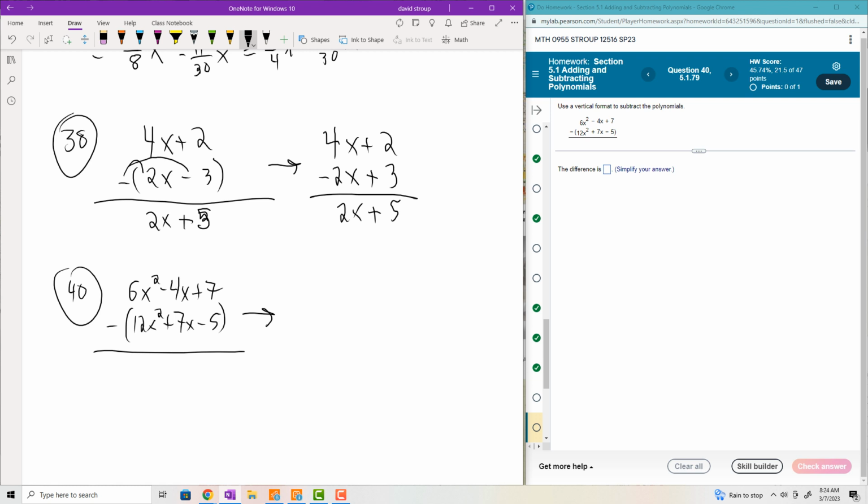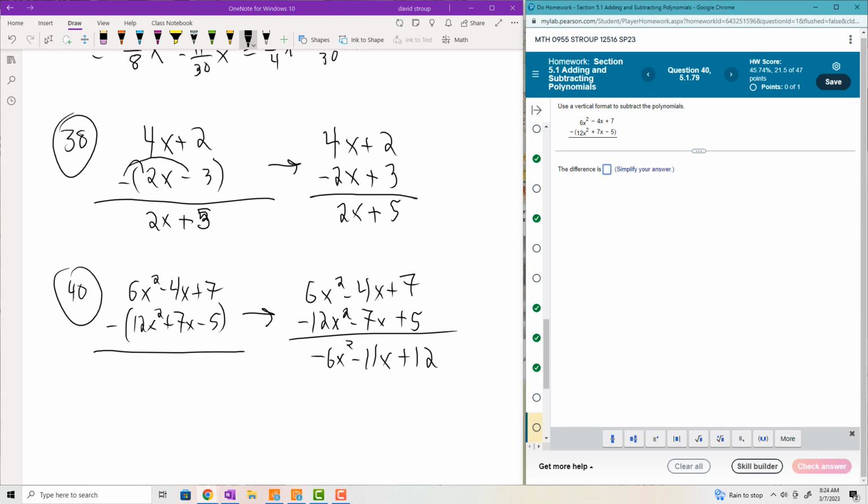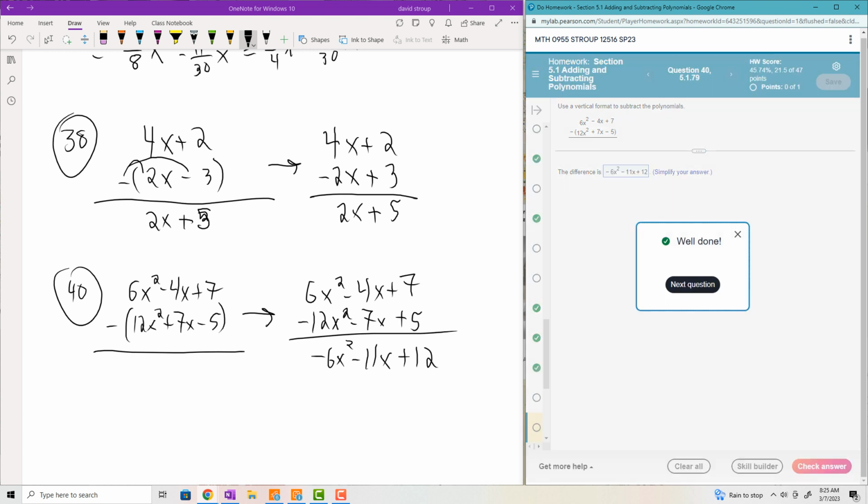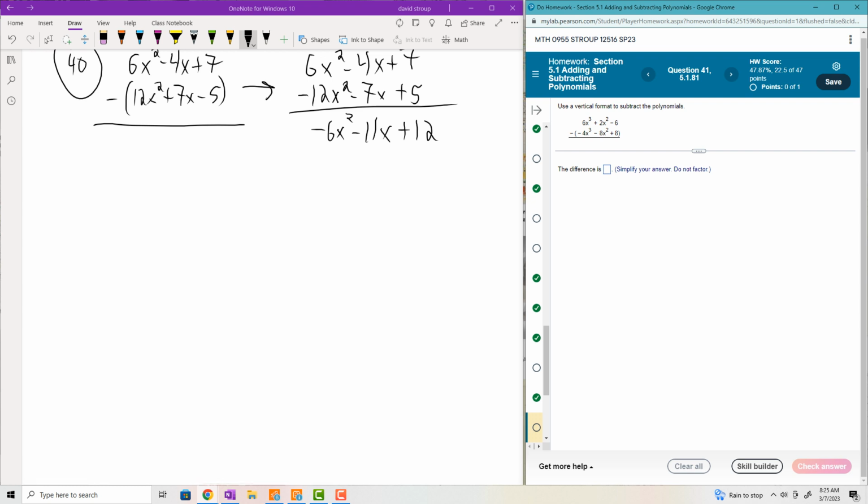Okay. So if you were to distribute, it'd be 6x squared minus 4x plus 7, and then distributing the negative, negative 12x squared, minus 7x plus 5, and that would be minus 6x squared, minus 11x, and then plus 12. And so the difference is negative 6x squared minus 11x plus 12. More of the same. Just have to distribute to all the terms.